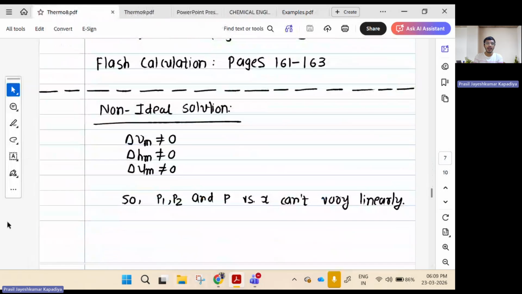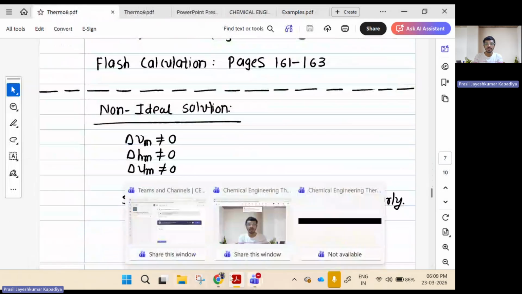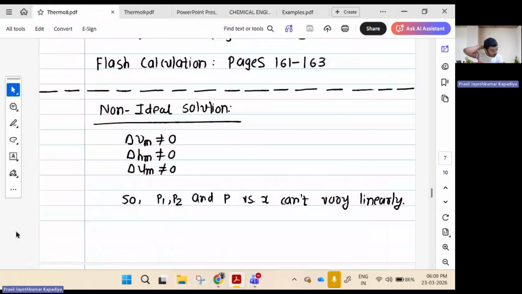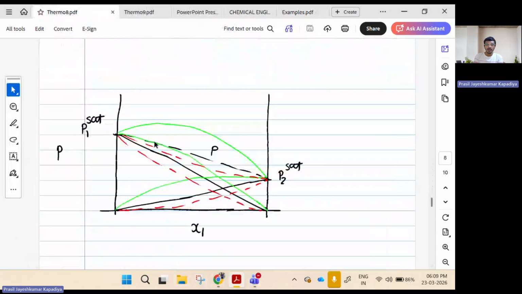Then we moved from ideal to non-ideal solution, and for the case of non-ideal solutions, we know that delta Vm, the change in volume when we mix, is not equal to 0. Delta Hm is also not 0, and delta Um is also not equal to 0. So the P1, P2, and P versus X curve that we find does not vary linearly. Okay, so there are two cases.